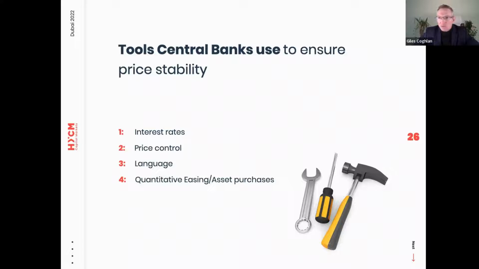We'll look at some examples. The third tool they'll use is language. When you're reading monetary policy statements, the addition of a word or the omission of a word can be extremely important. Sometimes stocks can rally hundreds of points just because a central bank statement missed out one word.